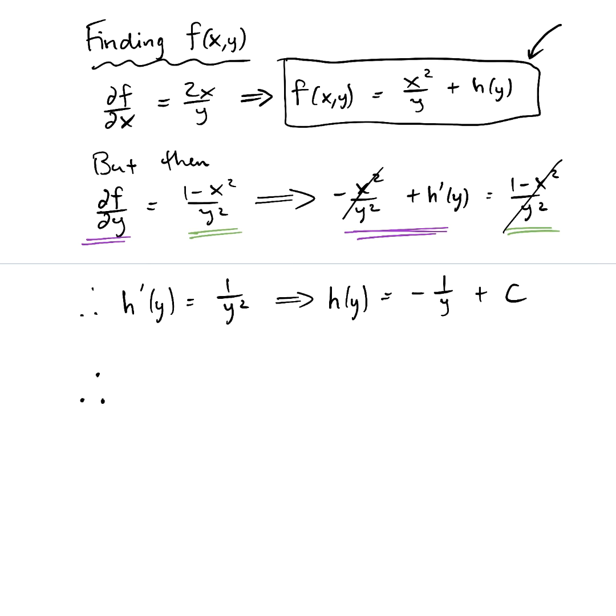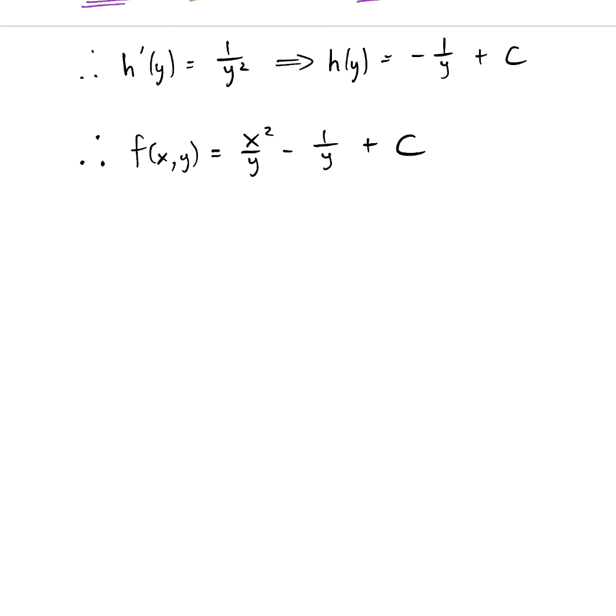Therefore, little f of xy, the potential function that we know is there to be found by the components test, must be x squared over y, take away 1 over y, plus c.